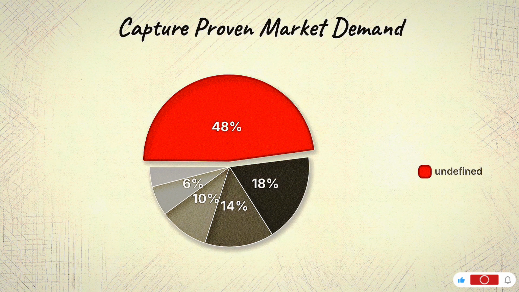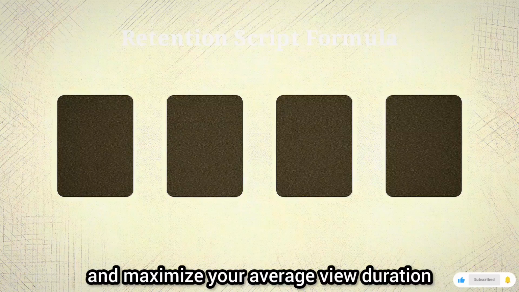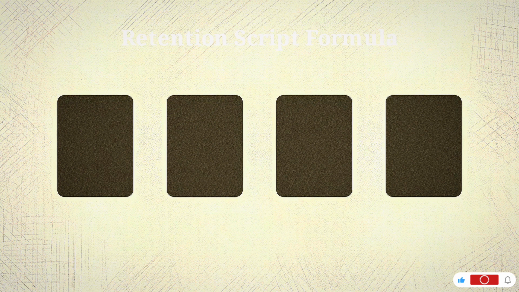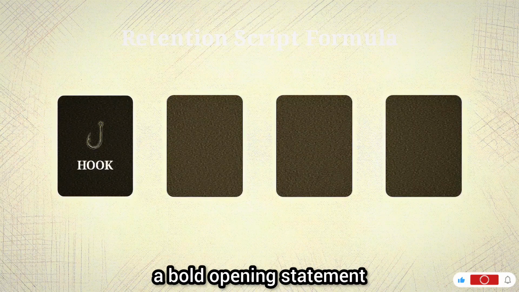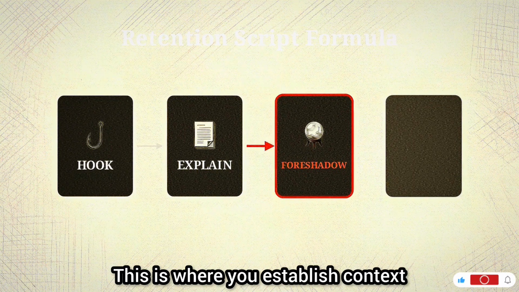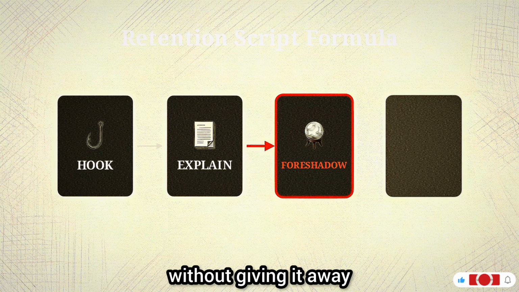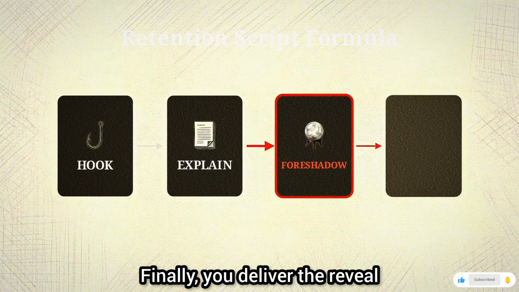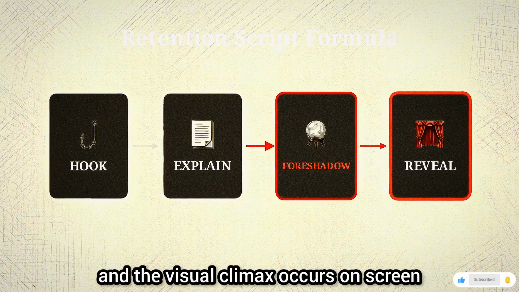This flowchart breaks down the exact 4-part scripting structure required to keep viewers watching and maximize your average view duration. First is the hook. You must pair immediate visual intrigue with a bold opening statement. Next, you explain and foreshadow. This is where you establish context and raise tension by teasing the outcome without giving it away. Finally, you deliver the reveal. The build-up pays off, and the visual climax occurs on screen.